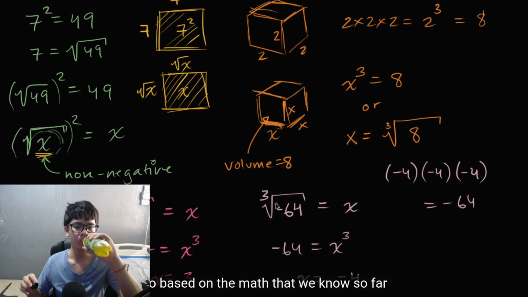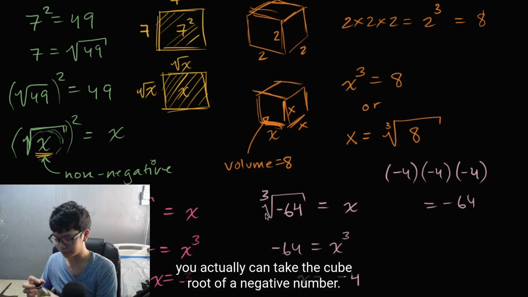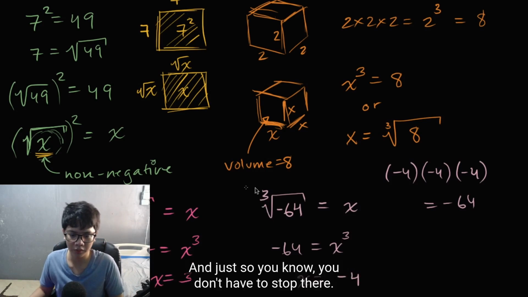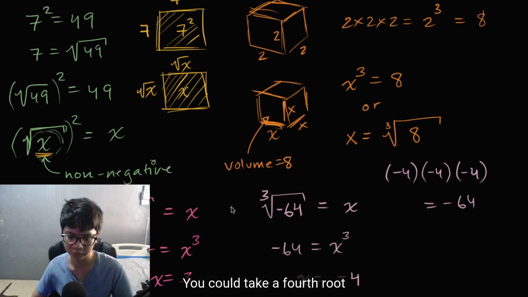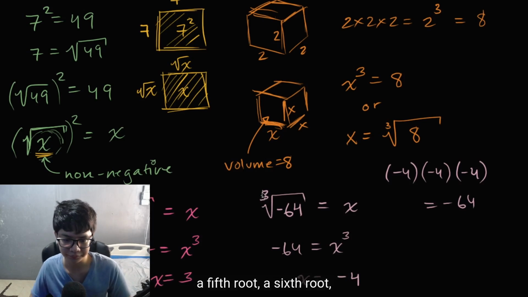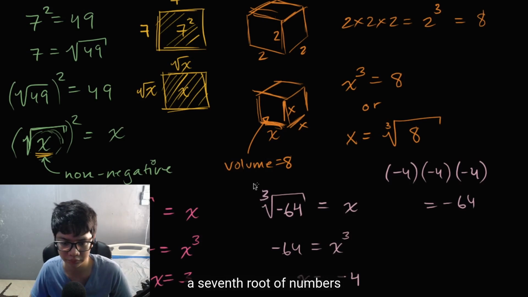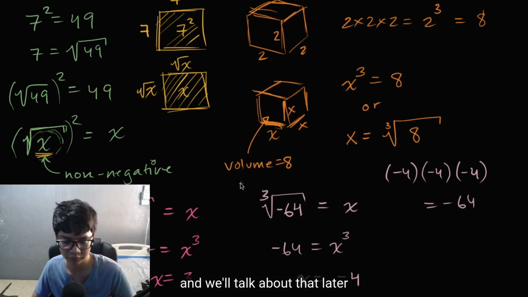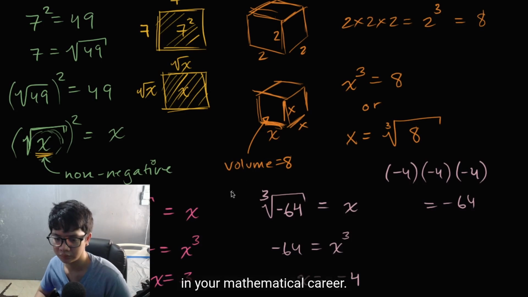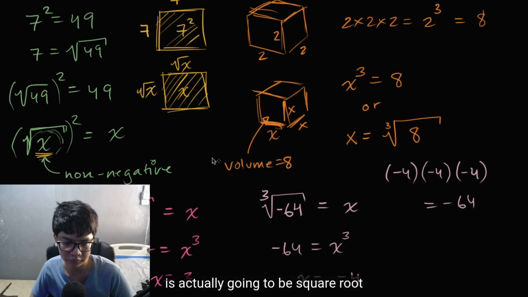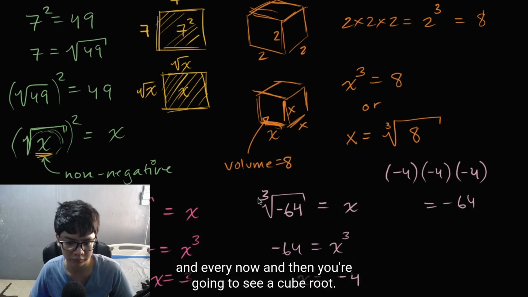So based on the math that we know so far, you actually can take the cube root of a negative number. And just so you know, you don't have to stop there. You could take a fourth root, a fifth root, a sixth root, a seventh root of numbers, and we'll talk about that later in your mathematical career. But most of what you're going to see is square root, and every now and then you're going to see a cube root.